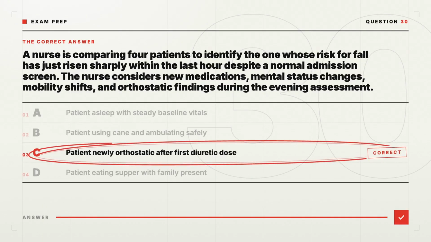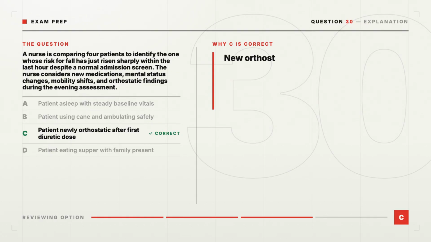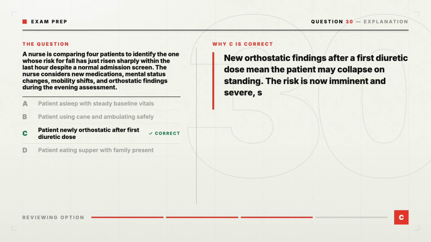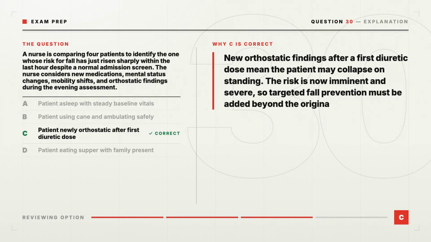The correct answer is C. Patient newly orthostatic after first diuretic dose. C is correct because new orthostatic findings after a first diuretic dose mean the patient may collapse on standing. The risk is now imminent and severe, so targeted fall prevention must be added beyond the original baseline screen.